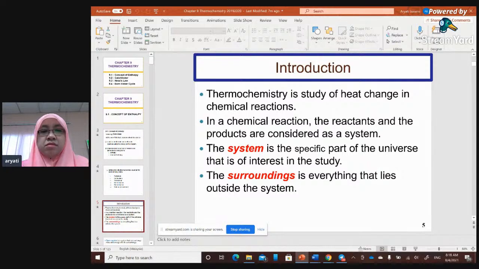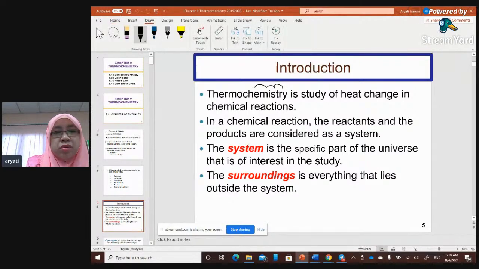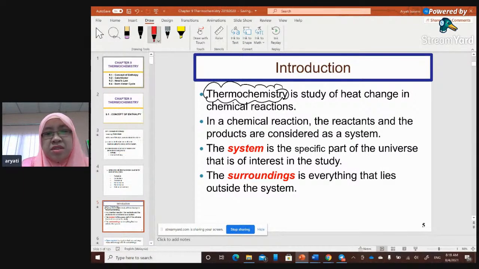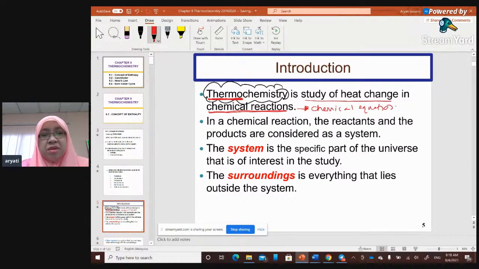So first, what is thermochemistry? Okay, today we will learn thermochemistry. So what is thermochemistry? Okay, thermochemistry is the study of heat change in a chemical reaction. Thermo comes from the word thermo, which relates to temperature. So bila ada chemical reaction, dia mesti ada chemical equation. So in a chemical reaction, the reactant and the product are considered as a system.